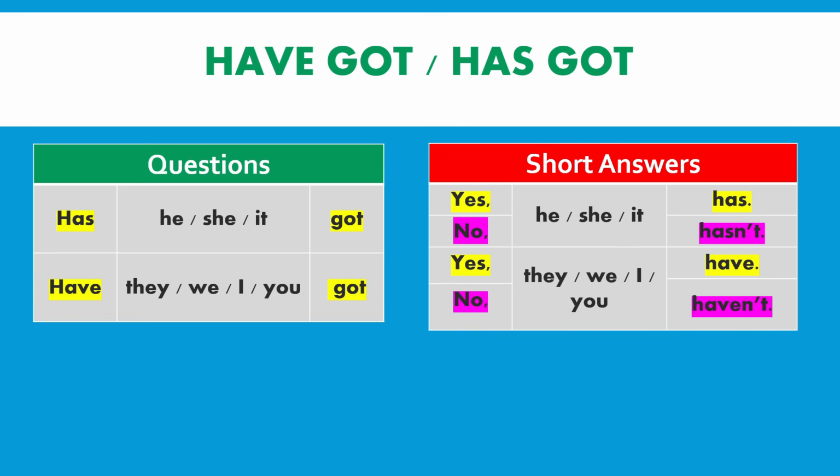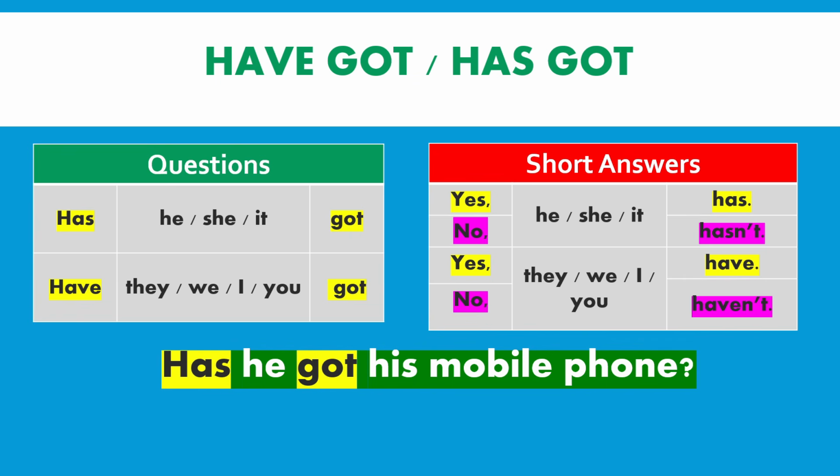Okay, I'm going to show you some sample sentences so that it will be easier for you to write later on. I will start with one question. Has he got his mobile phone? Which table should I refer to? The green one or the red one? Definitely it's the green one because I'm asking questions.